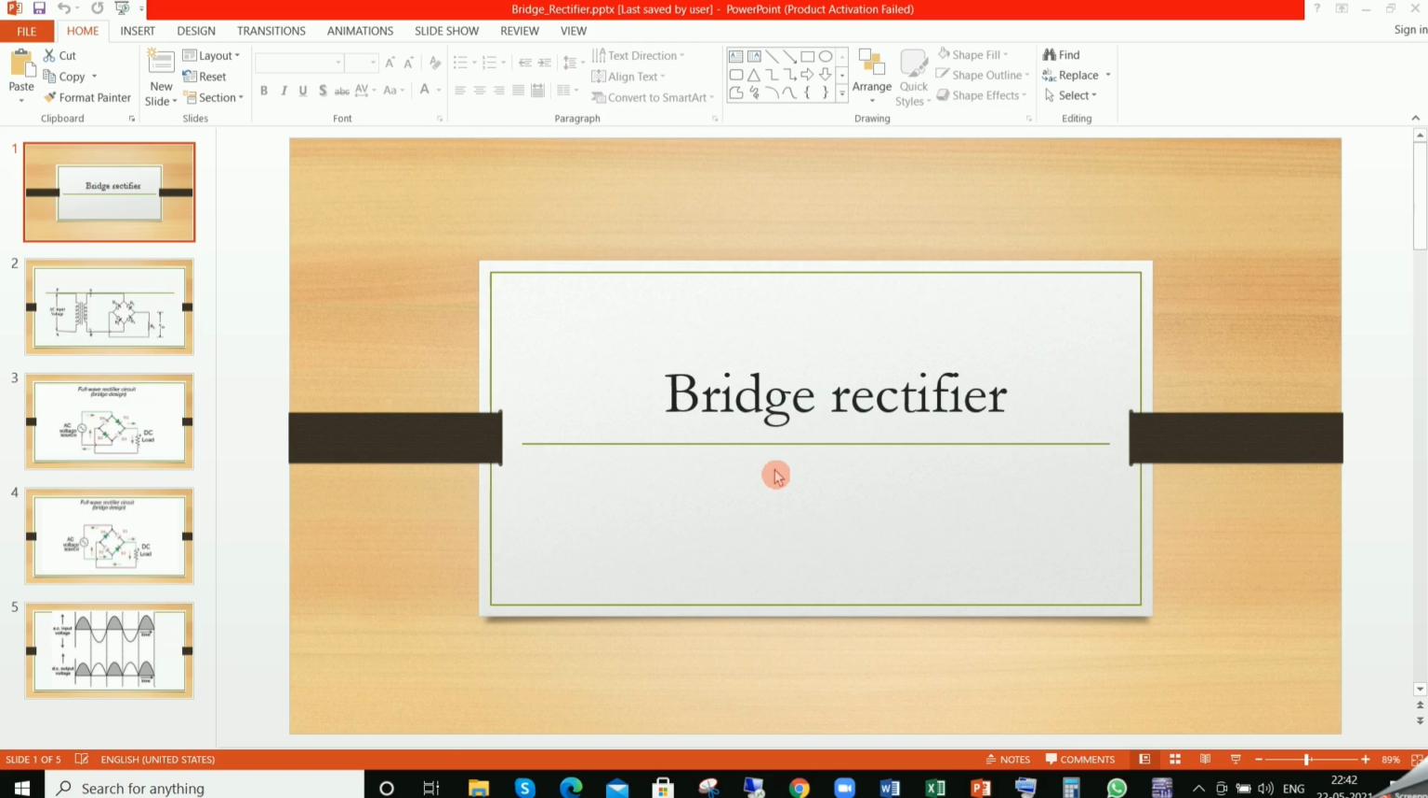In this video, we are going to learn how to build a bridge rectifier on Multisim. Bridge rectifier.